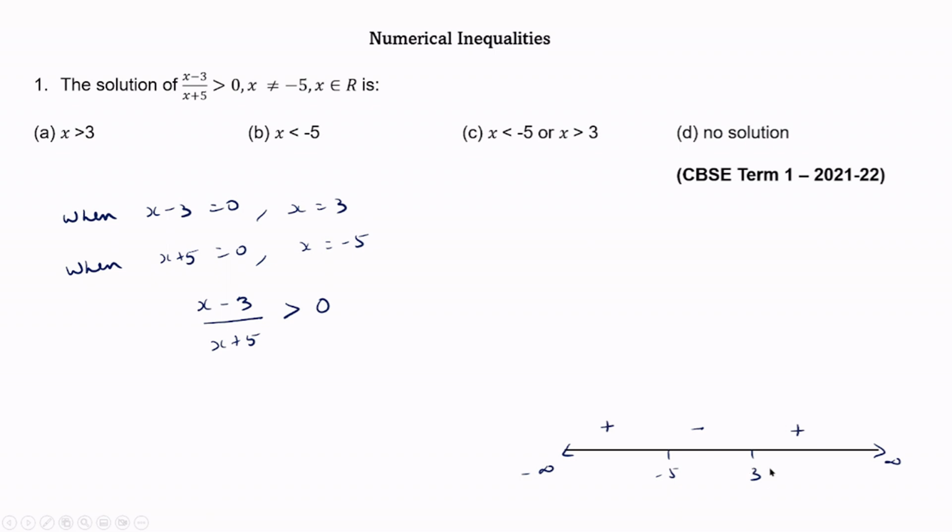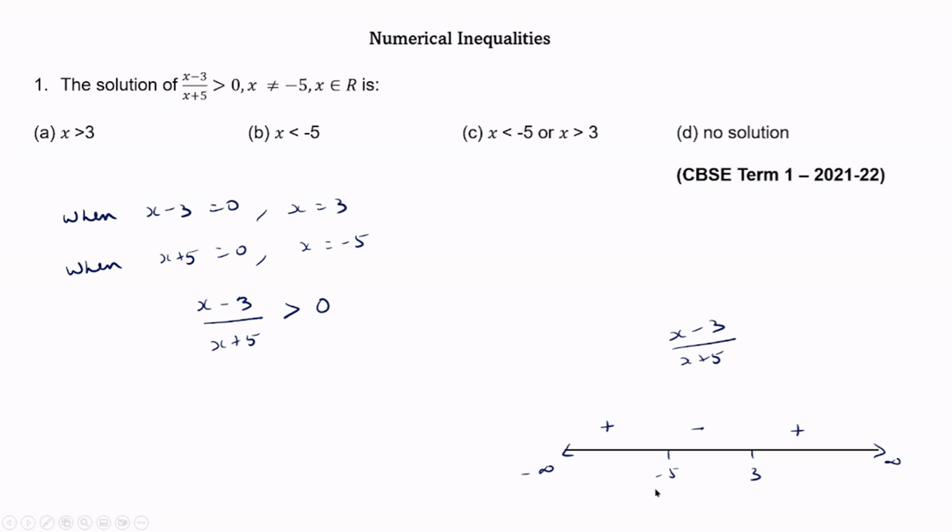Say for example, if we substitute any value in this interval, say 3 comma infinity, say if we substitute 4. When we substitute x as 4, we will get (4 minus 3) by (4 plus 5). It is positive. And then if we consider this interval minus 5 to 3, say if we take the point 0, 0 minus 3 by 0 plus 5, it is minus 3 by 5. So the value for this function (x minus 3) by (x plus 5) is negative.